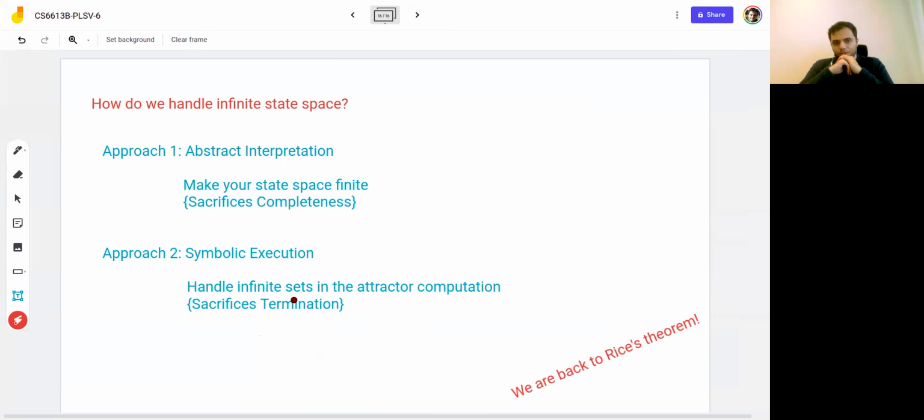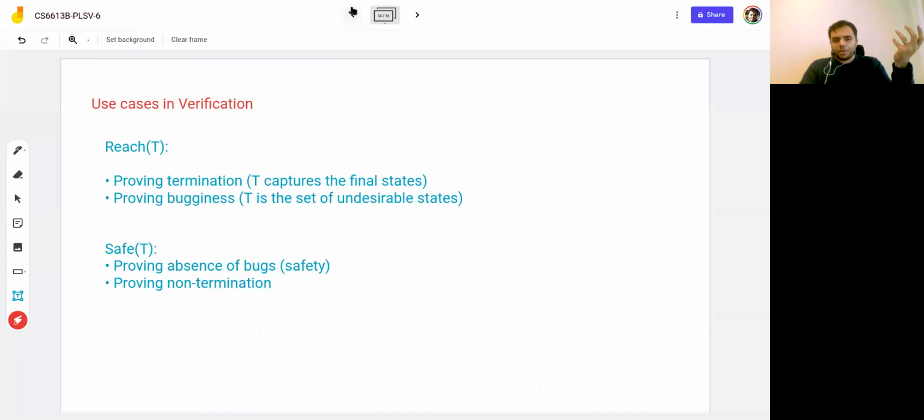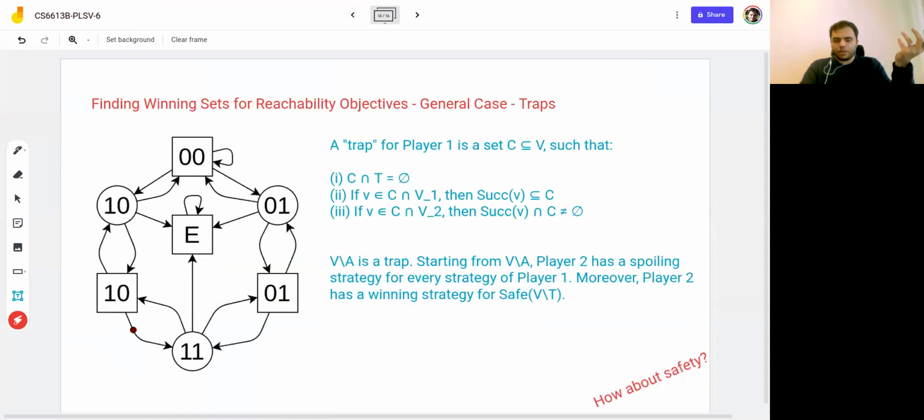There is no way around this problem, because we are again back to Rice's theorem. Remember, it says that every semantic property of programs is undecidable. Because of this undecidability result, we cannot have any algorithms that handle the infinite state space perfectly and also terminate. So you have to compromise either on completeness or on the termination of your algorithm. But in the rest of this module, we're just going to assume that our graphs are finite.